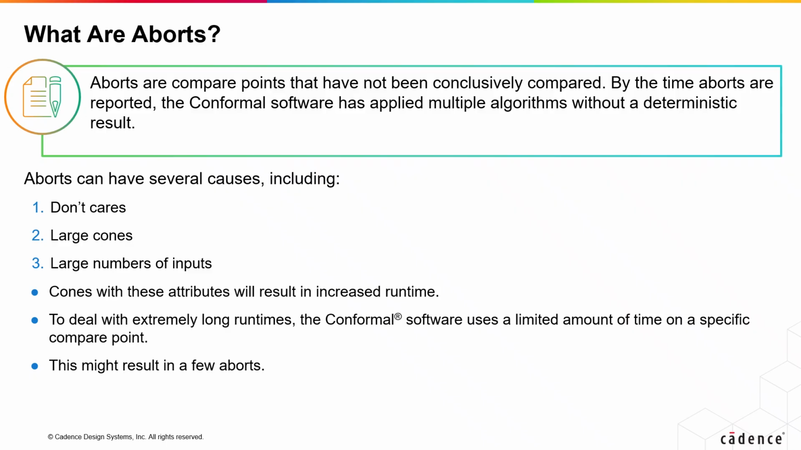Conformal has tried different things and still cannot conclusively say the result is either non-equivalent or equivalent. It cannot determine either. This inability to generate a conclusive or deterministic result is because the tool wants to save on runtime and move on to other comparisons that it needs to do at the other compare points. Keep in mind that aborts are something that the tool is doing to save on runtime.